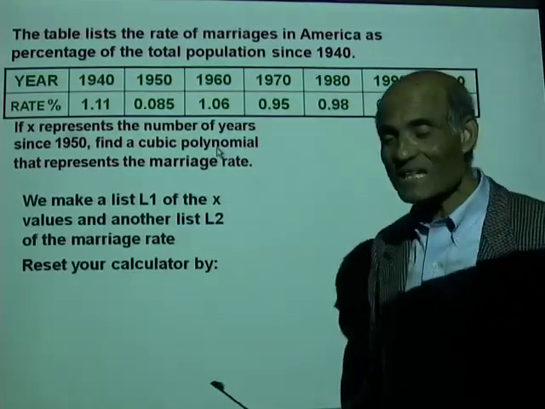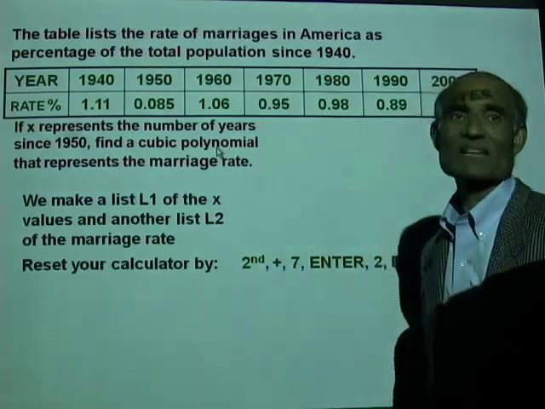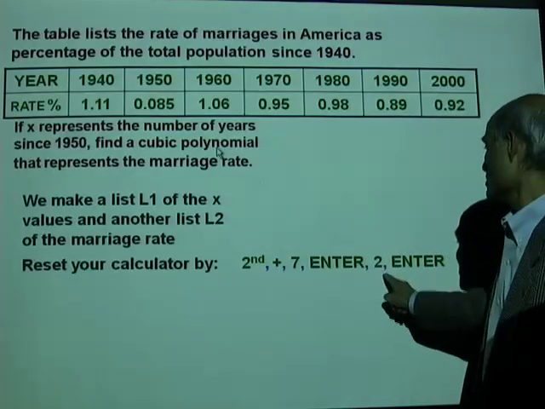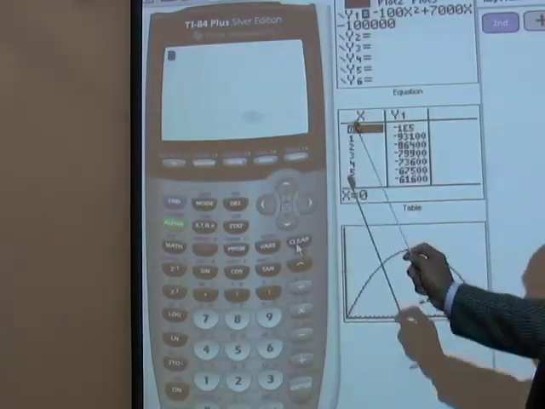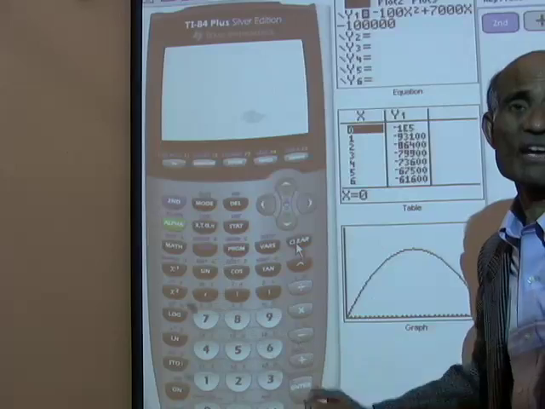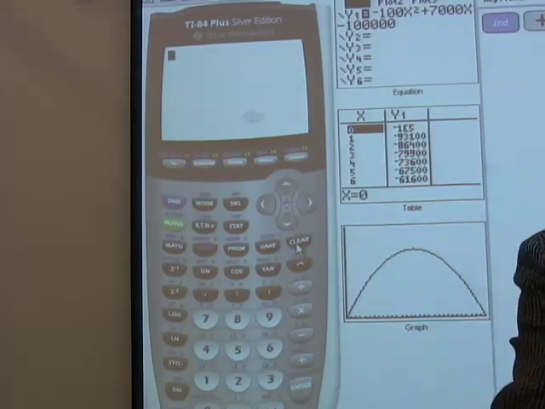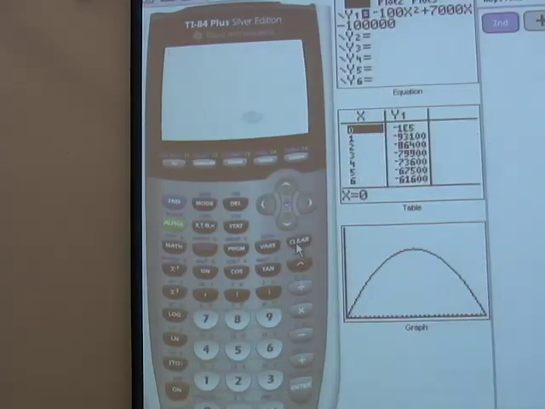Now, first of all, reset your calculator by this keystroke. Second, 7, enter. Then 2, enter. Let me see if I can show that to you. Now, here I have the TI-84 calculator. Watch the various keystrokes that I'm using here to obtain the data that we have to obtain a polynomial function. The first thing to do is to reset the calculator. So follow this keystroke. I have given you it in the PowerPoint.